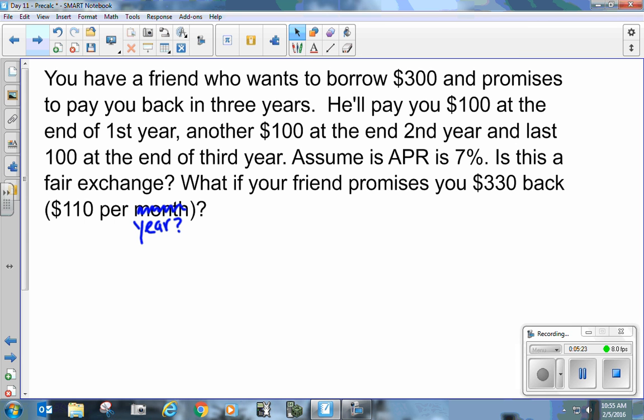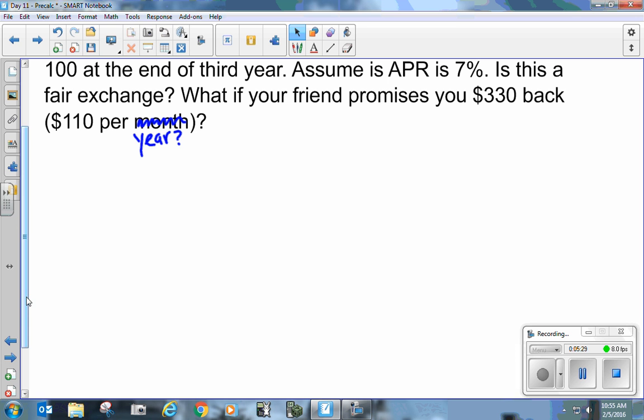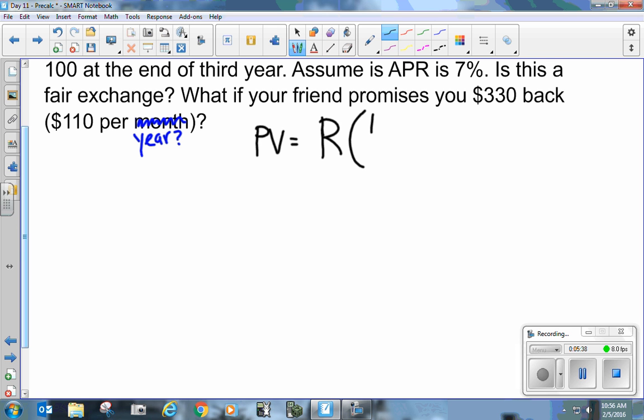Well, let's use our equation. Let's set it up. First thing I'm going to do, because I don't have it right in front of me anymore, I want to write my equation. My present value equals R times, in parentheses, 1 minus parentheses 1 plus i to the negative n, all over i, right? Did we do that correctly? Sometimes I want to make sure the minus and the plus come first. 1 minus, 1 plus. Right?